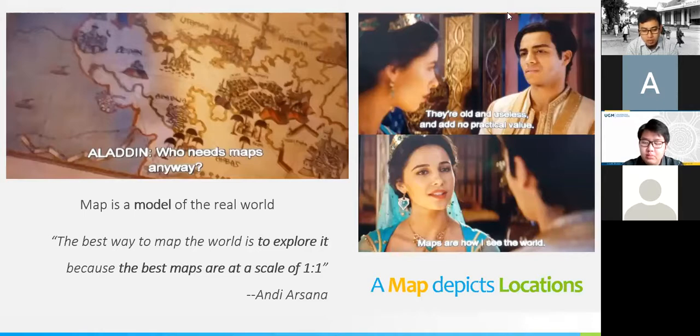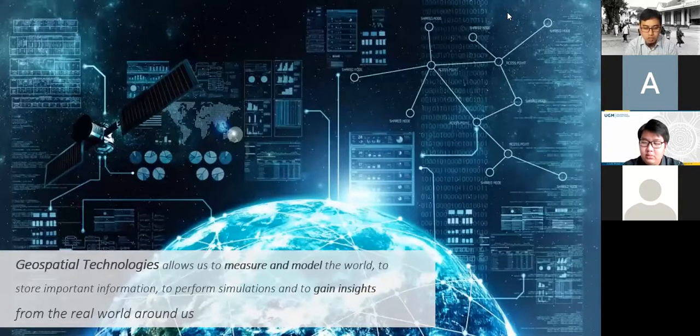Now we are discussing the geospatial technologies which we use to measure and model the real world. So in short, the geospatial technology I am discussing today is related to how we measure the world, how we acquire the data, and then we model the world based on that measurement, and then we build a model of this world and visualize the result in a map or another means of visualization. And the end goal of this is to gain insights.